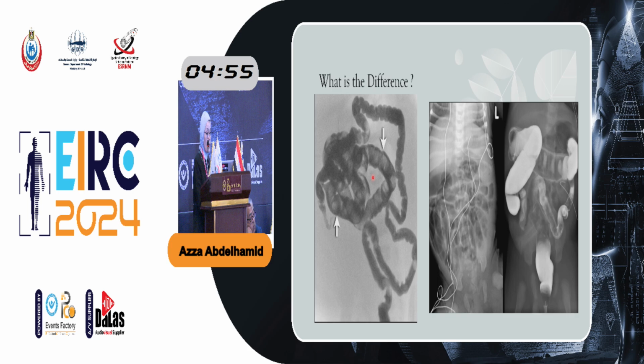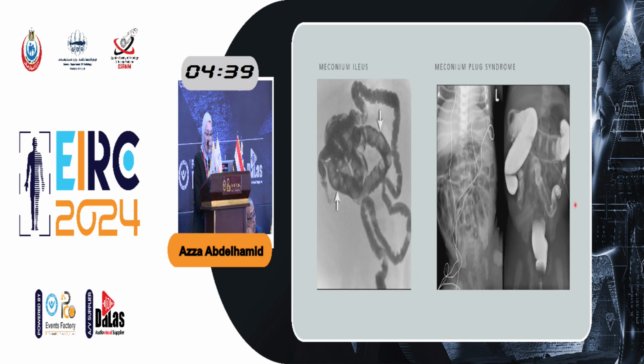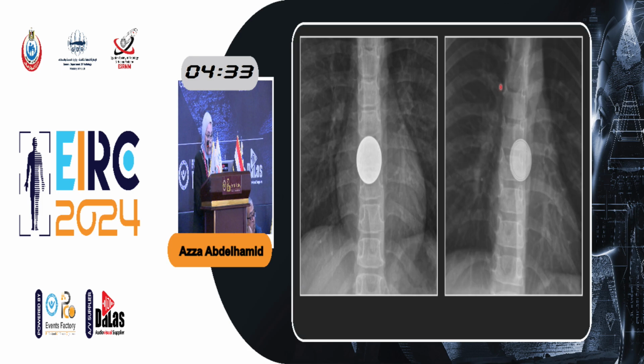What's the difference? This one here and those there. In that case, you see small colon with filling defects at the distal ileum. But in that case, you see the filling defects are located in the colon, and which shows a small left side colon. So this one here is meconium ileus, that one here is meconium plug syndrome.